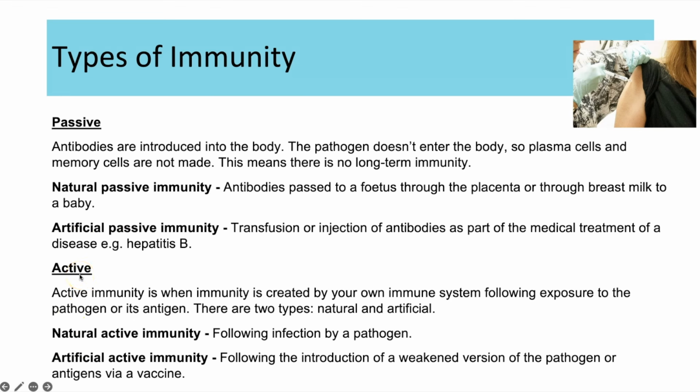In contrast, active immunity is when immunity is created by your own immune system, and that's after you've been exposed to the pathogen or its antigens. And there's two types of this, again, natural or artificial. Natural active immunity is when you are now immune due to previously being infected by that pathogen, so you've now created these memory cells due to natural exposure. Artificial active immunity is following the introduction of either a weakened version of the pathogen or antigens via a vaccine. You have now been exposed to the pathogen or antigens, made your own memory cells, and now you are immune.